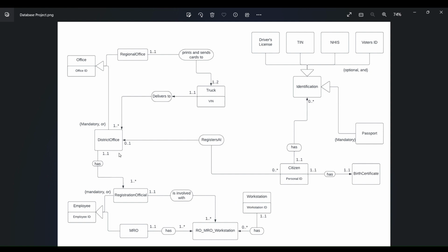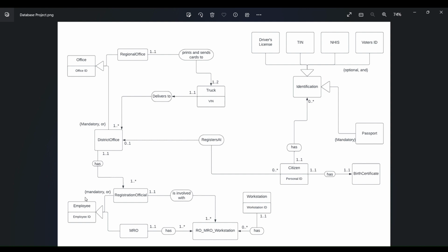So a district office has a registration official and an MRO. The reason this isn't linked directly to employees is because the citizen has different interactions between the registration official and MRO, instead of one employee exactly.